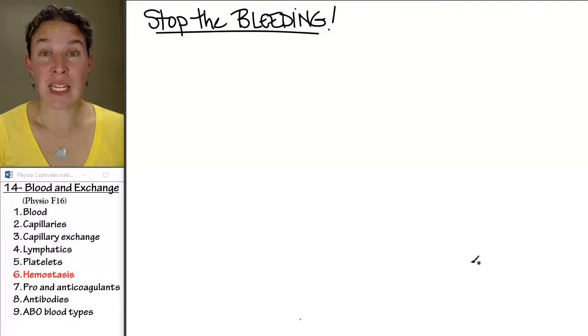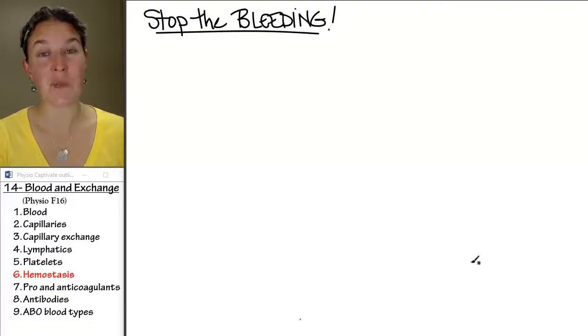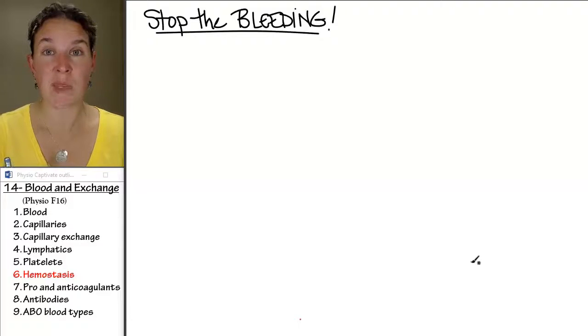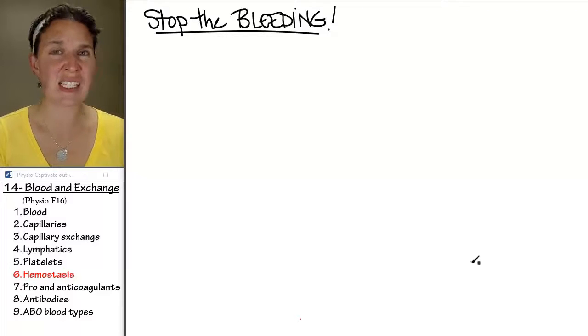Okay, we got to stop the bleeding. Why? Clotting itself is not a homeostatically regulated process. Blood pressure is a homeostatically regulated process, and really the techniques to maintain blood pressure, the techniques to prevent blood loss, affect homeostasis through blood pressure. But this whole process that I'm going to talk about really isn't a homeostatic process.